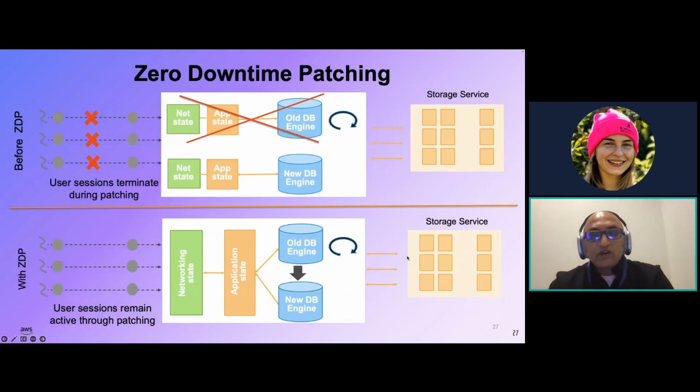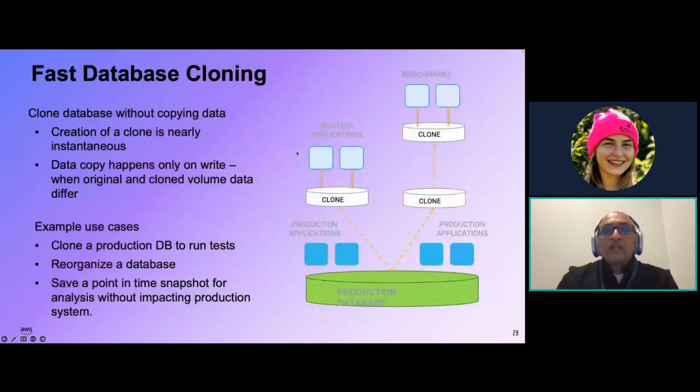And then there's a zero downtime patching feature that attempts, on a best effort basis, to preserve client connections throughout an engine patch. If ZDP, or zero downtime patching, executes successfully, application sessions are preserved and the database engine restarts while patching. The database engine restart can cause a drop in throughput for approximately 5 seconds. And then there's fast cloning.